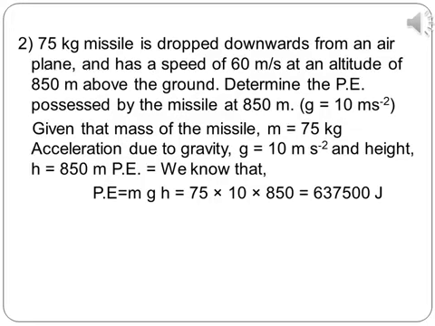The solution is, given that mass of the missile m is equal to 75 kilogram, acceleration due to gravity g is equal to 10 meter per second square, and height h is equal to 850 meter. We know that potential energy PE is equal to mgh, which is equal to 75 kilogram into 10 meter per second square into 850 meter, which is equal to 6,37,500 joules.